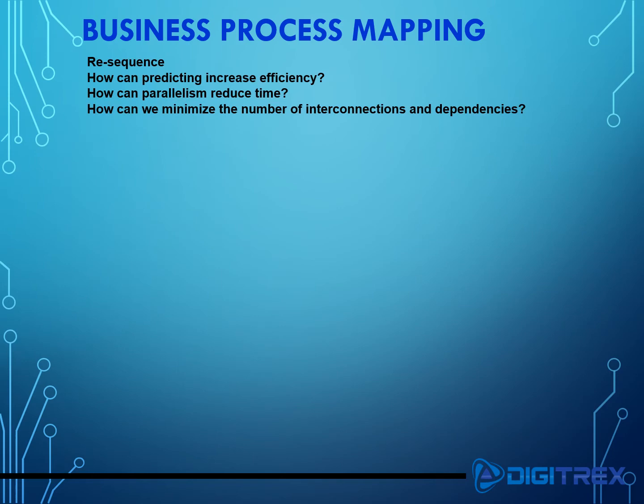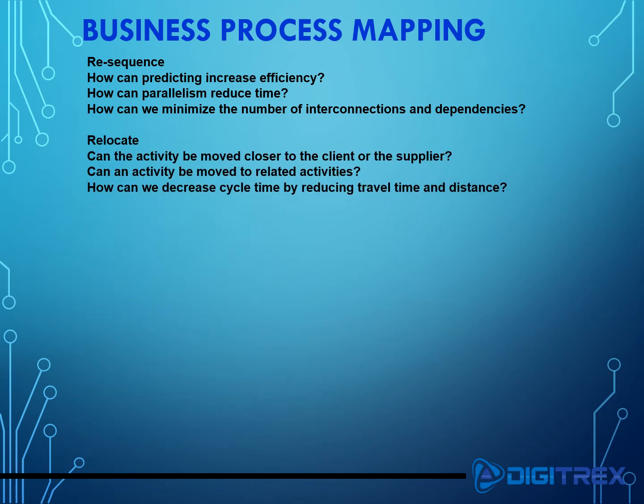Resequence. How can predicting increase efficiency? How can parallelism reduce time? How can we minimize the number of interconnections and dependencies? Relocate. Can the activity be moved closer to the client or the supplier? Can the activity be moved to related activities? How can we decrease cycle time by reducing travel time and distance?